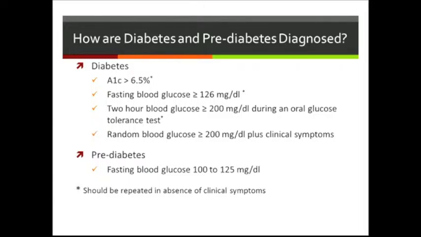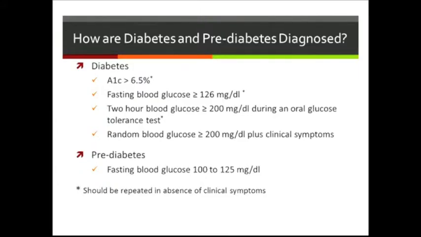diagnose you. An A1C above 6.5. Fasting glucose is over 126. That will diagnose it. 2-hour blood glucose greater than 200 during an oral glucose tolerance test. We really don't see these kinds of lab tests done except for pregnant women, where we're trying to rule out gestational diabetes. And then a random glucose over 200.